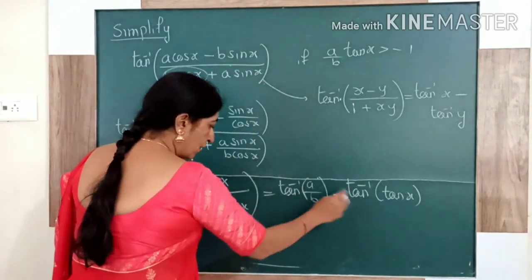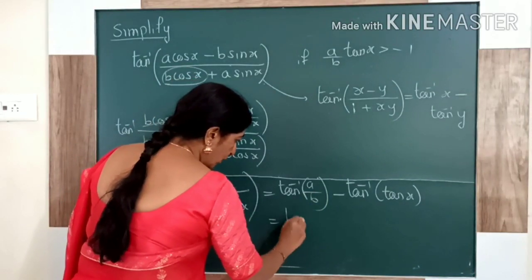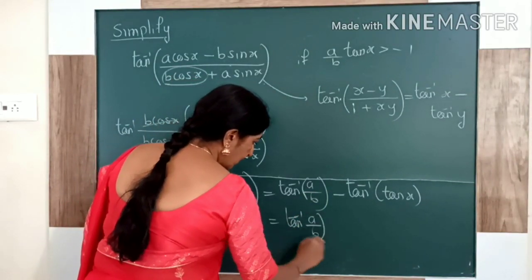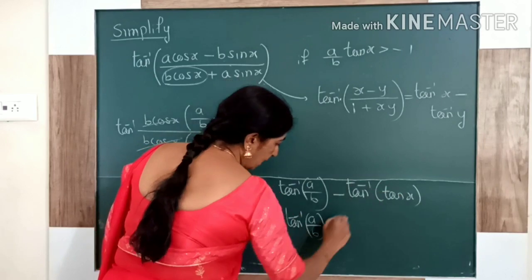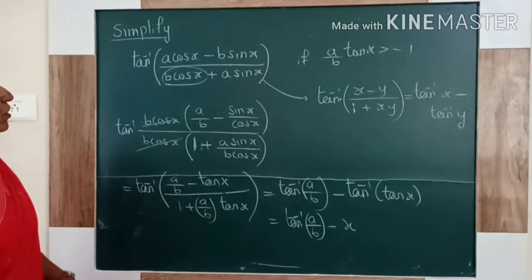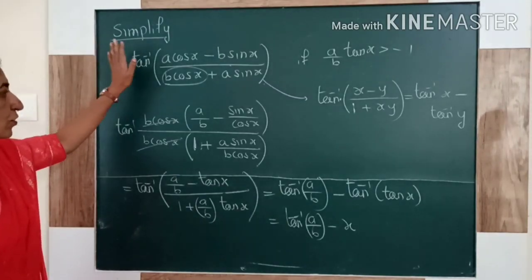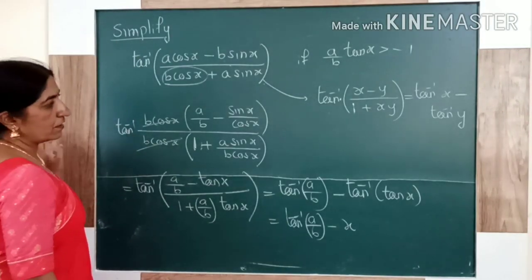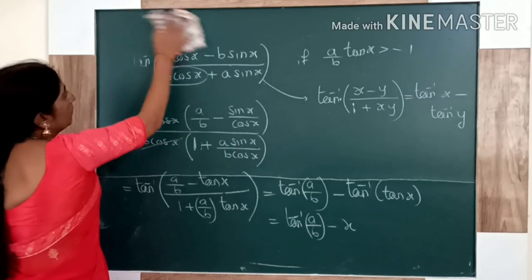For this we don't have any further simplification, so keep it as it is. But here tan inverse and tan get cancelled, the answer is x. This is simplified, because the question is to simplify the following example. So this is the simplified form.